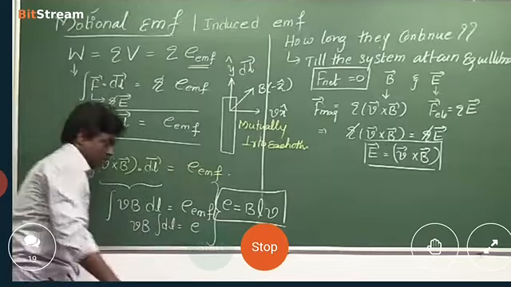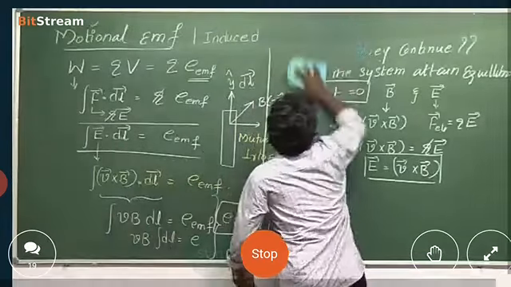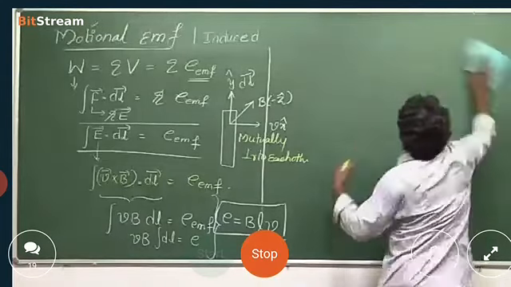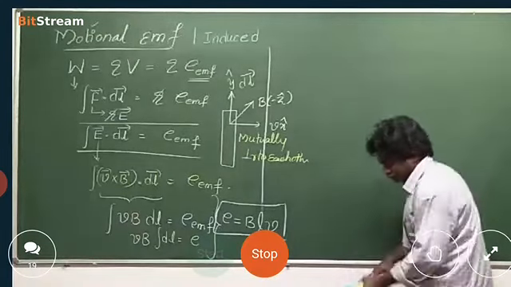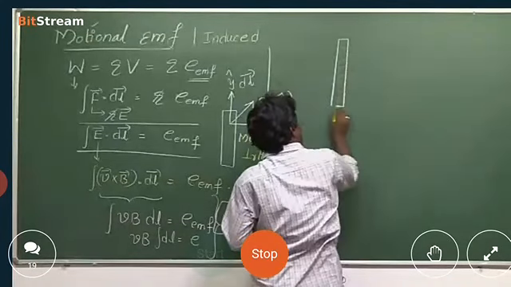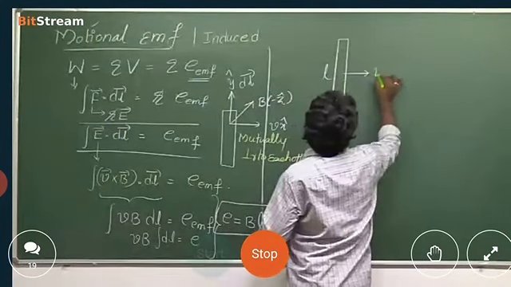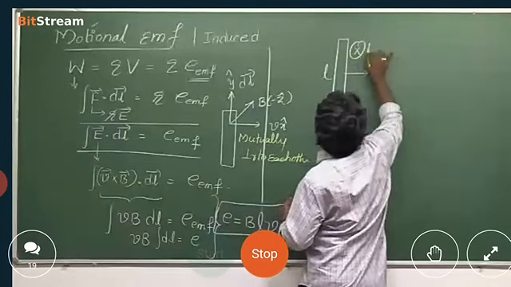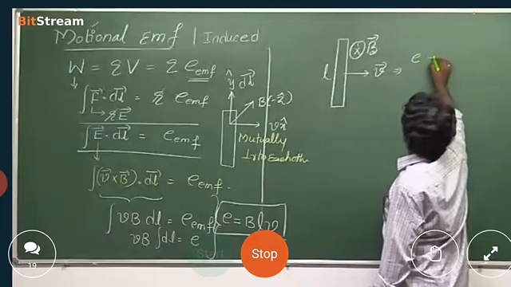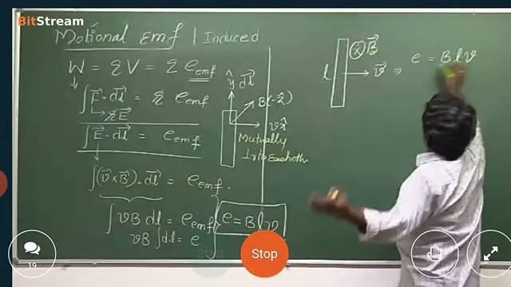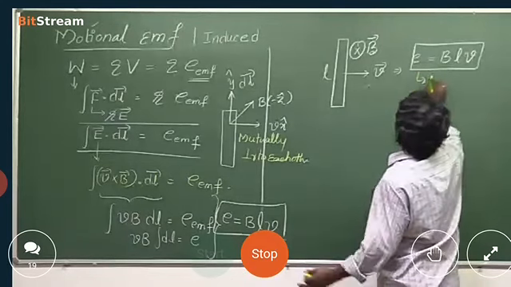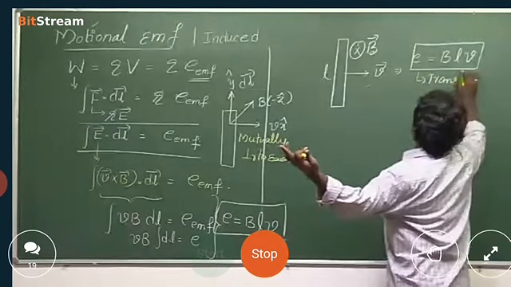Now the rod is moving translationally or rotationally? Translationally. So finally, conclusion: if you have a rod of length L which is moving with velocity V in the presence of a magnetic field, then motional EMF E is equal to how much? BLV. This is translational or rotational? Translational. Come on, write down.